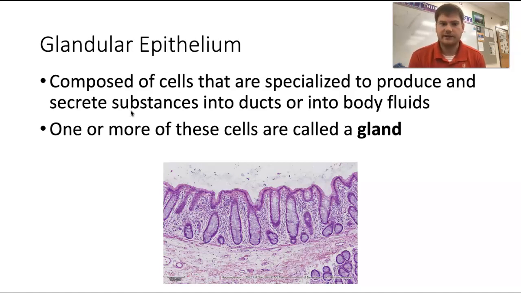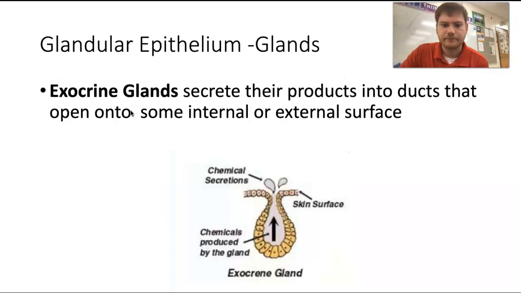So this is a type of tissue that creates different substances that are used in the body for a variety of different purposes. We'll spend a whole lot more time on the special types of glands that we're going to encounter in the digestive system, the endocrine system, and the integumentary system. So the first one we're going to talk about is exocrine glands. These secrete their products into ducts. Think of a duct like an air duct, a tube that opens onto some internal or external surface.